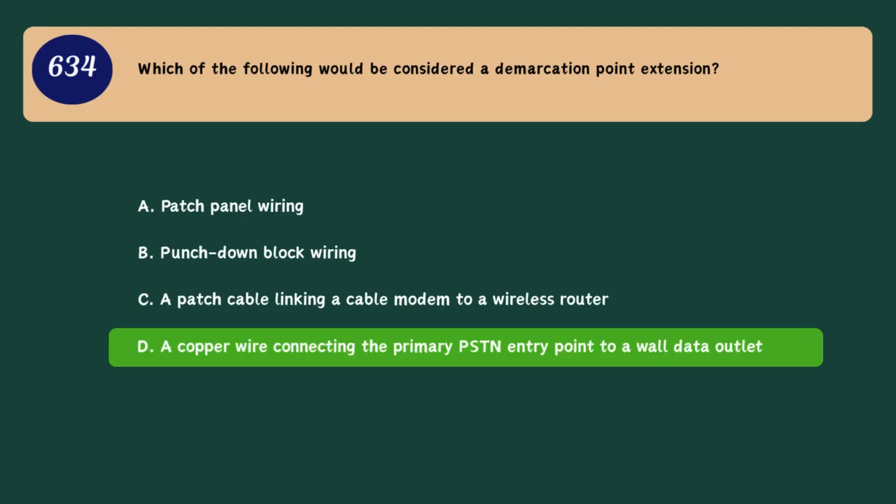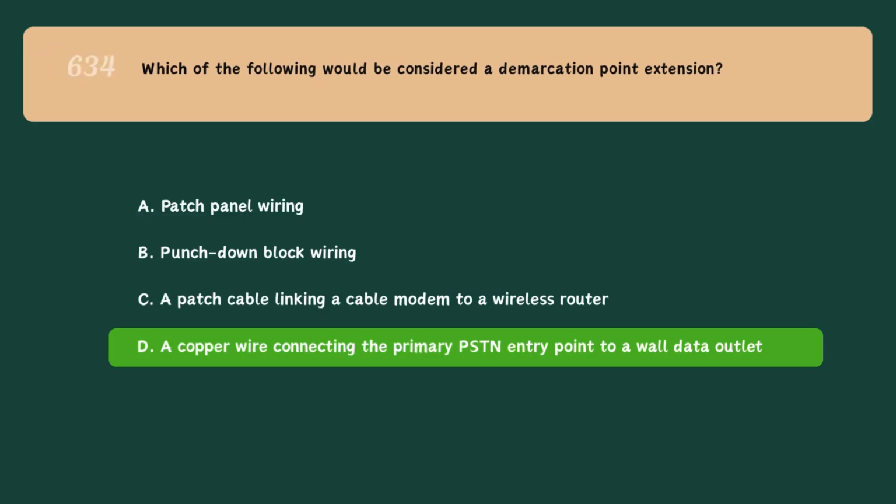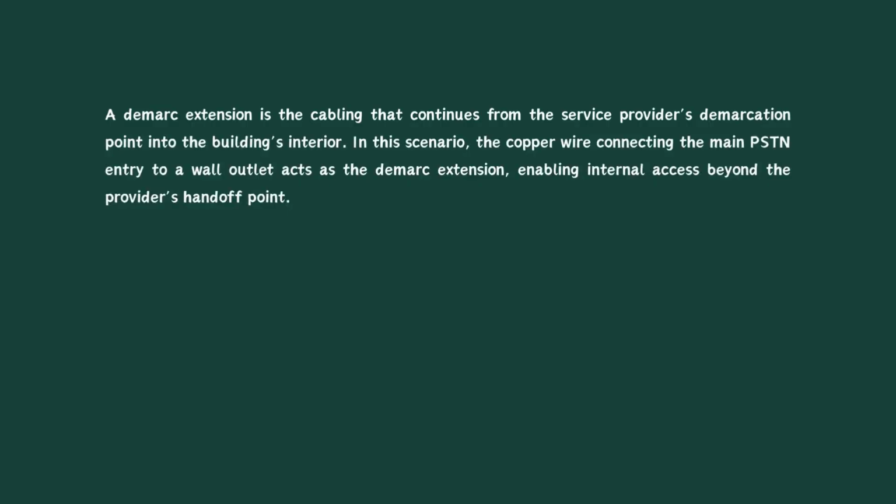Correct answer. D. A copper wire connecting the primary PSTN entry point to a wall data outlet. A demarc extension is the cabling that continues from the service provider's demarcation point into the building's interior. In this scenario, the copper wire connecting the main PSTN entry to a wall outlet acts as the demarc extension, enabling internal access beyond the provider's handoff point.